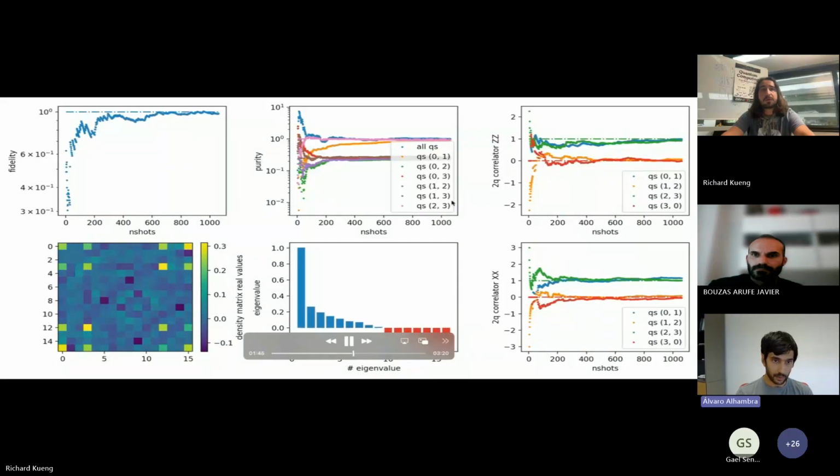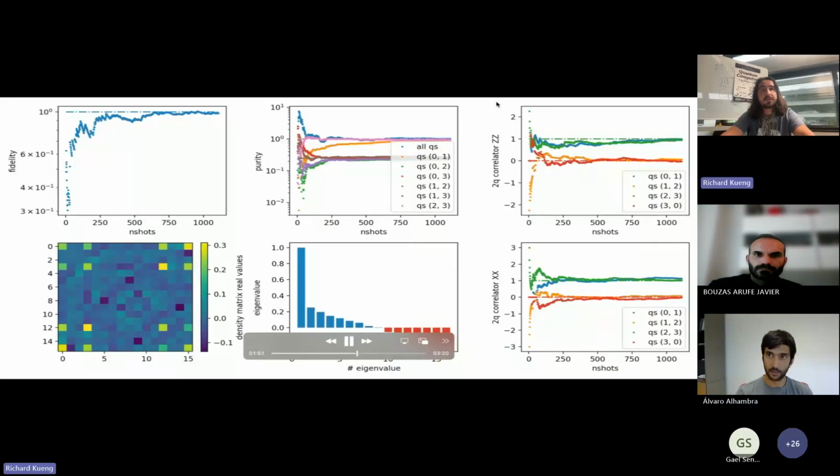So if you were to predict some of these properties from the density matrix that you get, you will get something completely off. Yes. Yes. Okay. That makes sense.